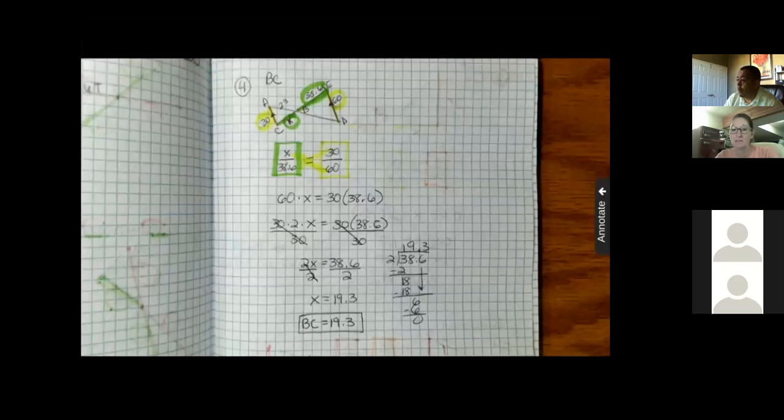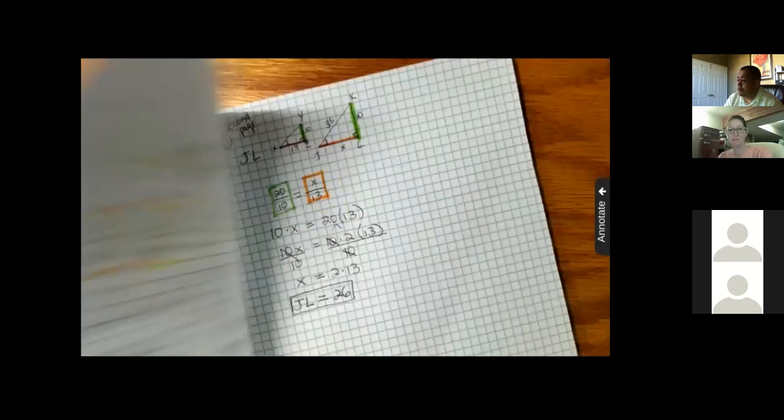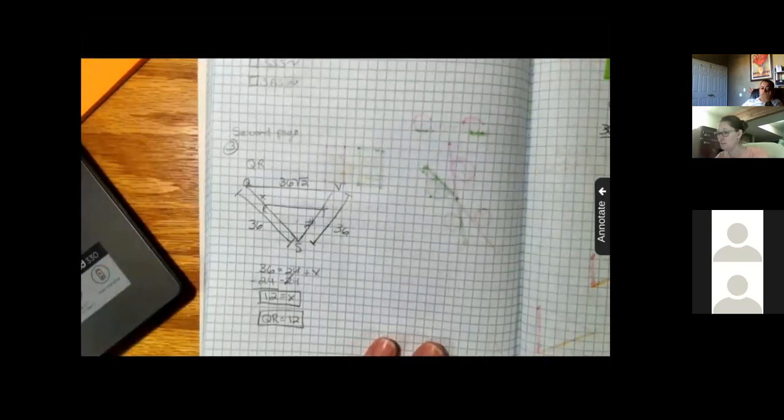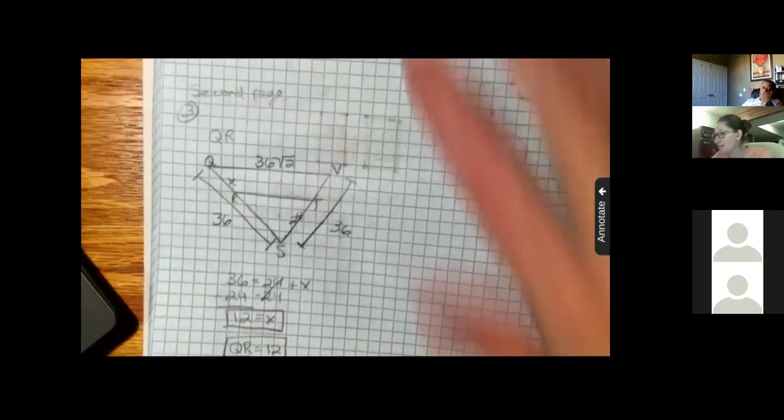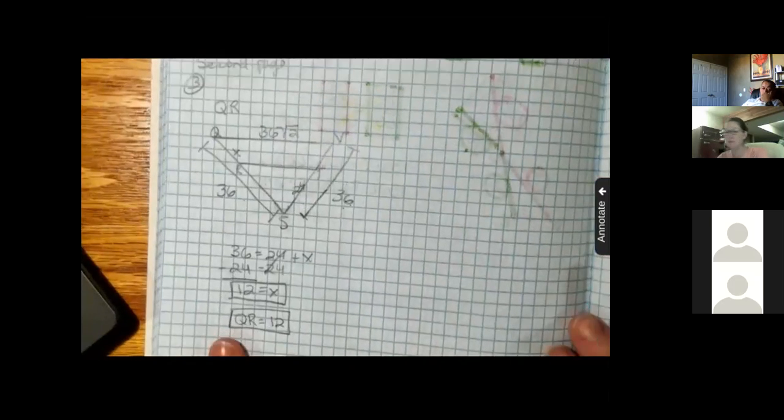Second page. Oh, second page. 3. Okay. Wait, we did 3 already. I think Mr. Rivas did 3. This is 3. But I didn't set it up the same way he did. And it'll be on the video. Yeah, it'll be in the video.